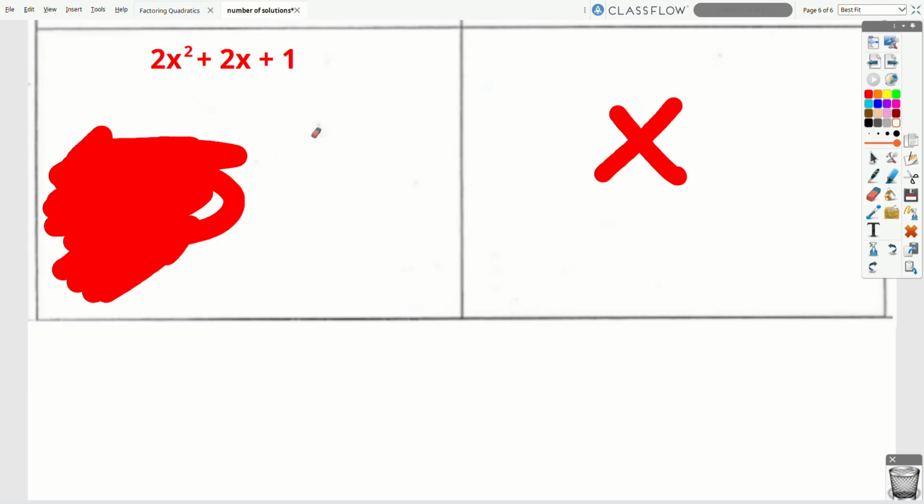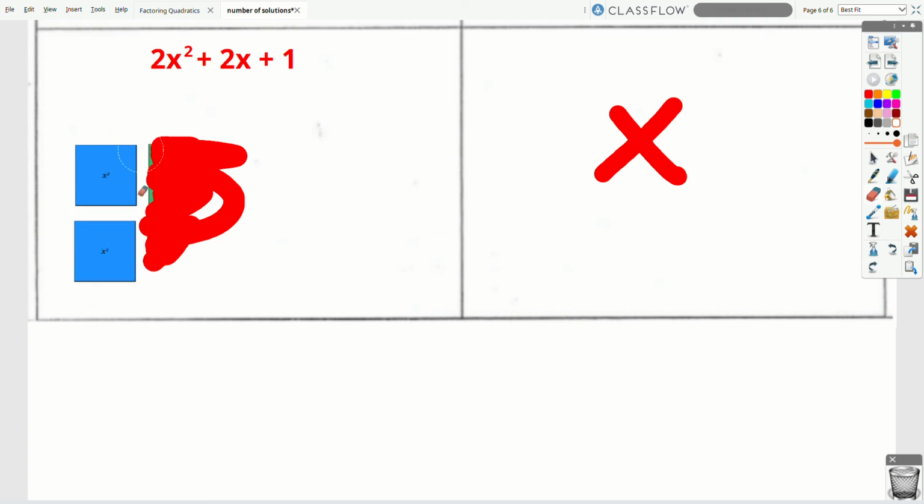We'll do one more, 2x squared plus 2x plus 1. That means we have 2 of those squares plus 2 of those skinny rectangles plus 1.